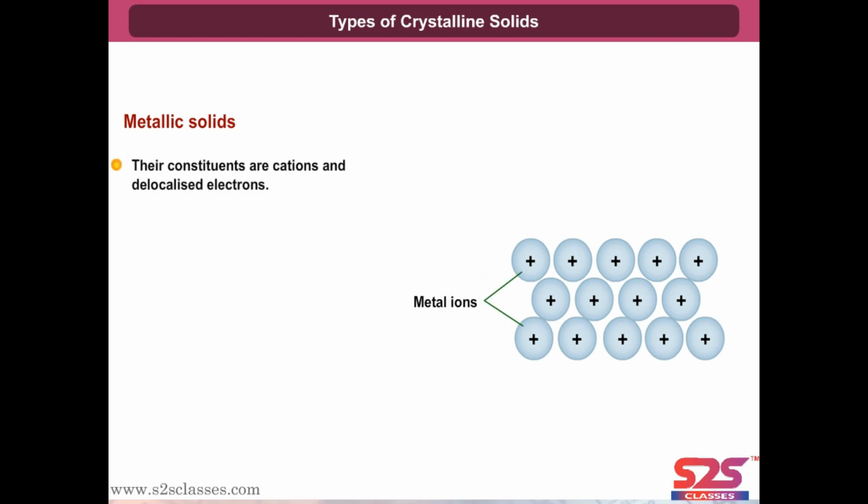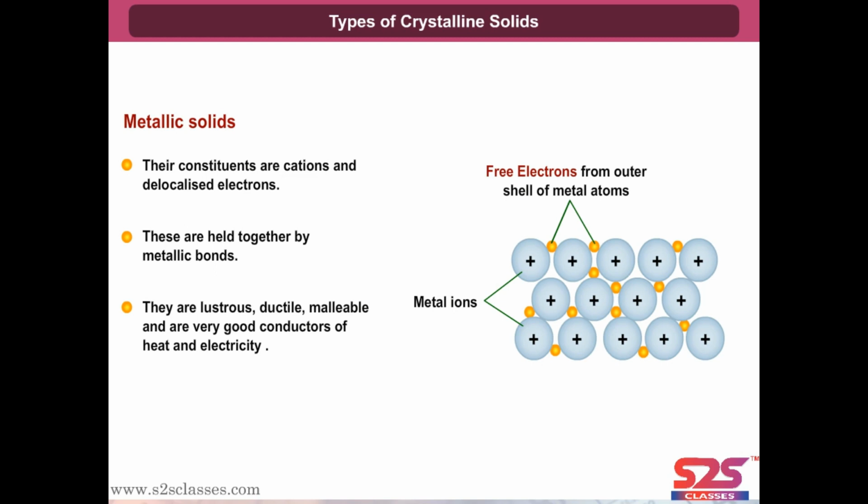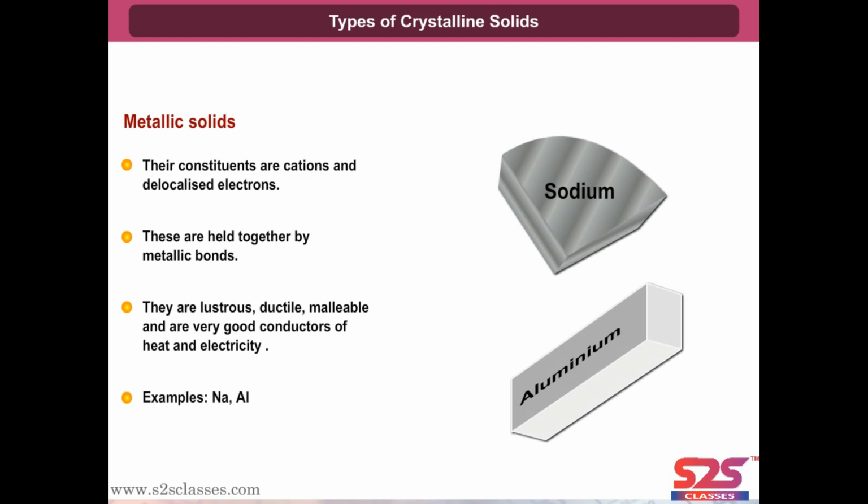Metallic solids. Their constituents are cations and delocalized electrons. These are held together by metallic bonds. They are lustrous, ductile, malleable, and are very good conductors of heat and electricity. Luster. The property of metals due to which they shine. Ductile. A metal is said to be ductile if it can be molded into a wire. Malleable. A metal is said to be malleable if it can be molded into a sheet. Examples: Na, Al.